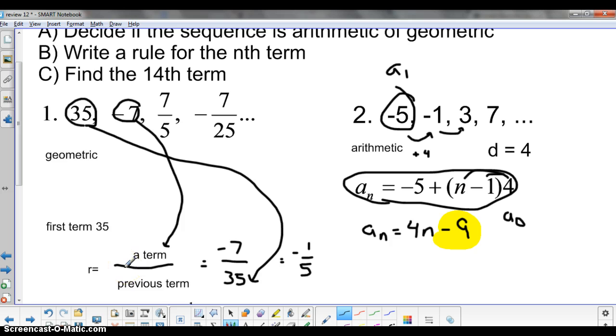So that's the skill for, oh wait, no, we need to find the 14th term, excuse me. A sub 14 equals, you're just going to plug in 14 after you simplify, okay, and then minus 9. And so you're going to multiply 4 times 14, subtract 9. You're doing this on your calculator.